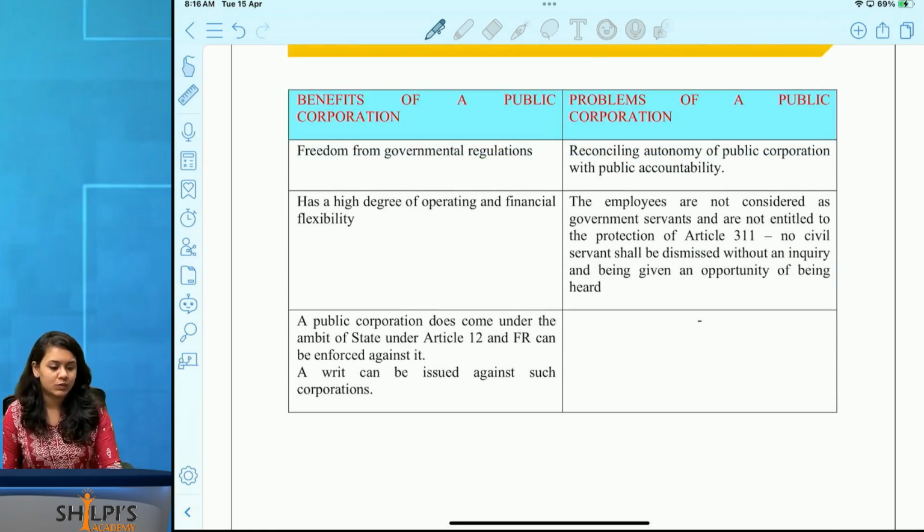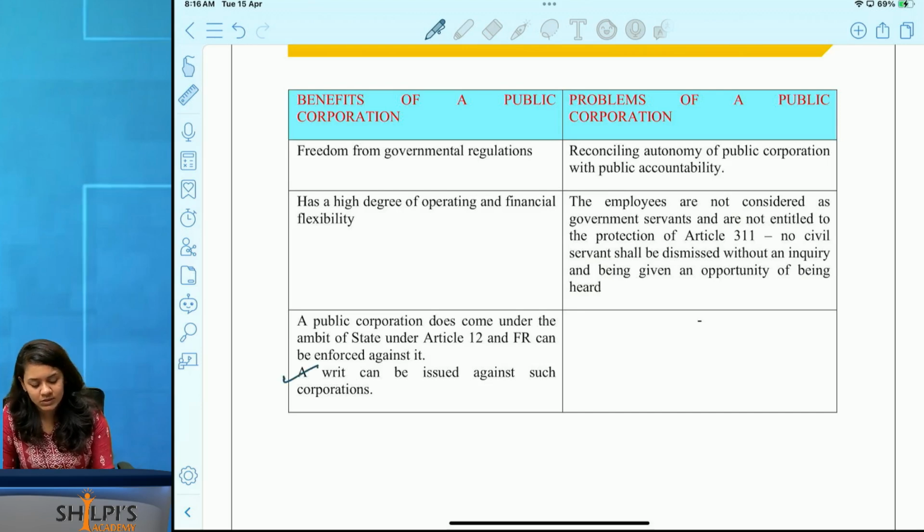So, as we can see over here, the benefit of a public corporation is that it's free from governmental regulations. It has a lot of flexibility in operating in financial decisions. A public corporation comes under Article 12, and fundamental rights can be enforced against it. A writ can be issued against corporations too.